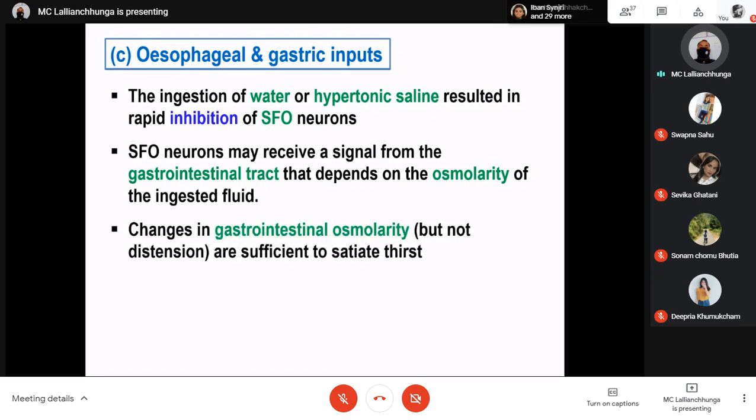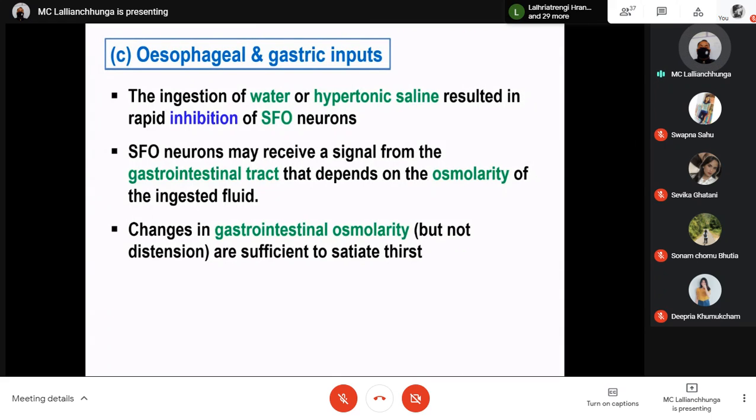Changes in gastrointestinal osmolarity, but not distension, are sufficient to sustain thirst. So, changes in gastrointestinal osmolarity. That means, suppose we are drinking water, the osmolarity of the gastrointestinal tract will be decreased because you are drinking water. It will dilute the osmolarity of the gastrointestinal tract. So this is important, and not the distension.